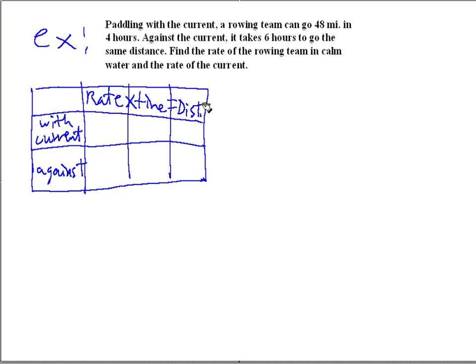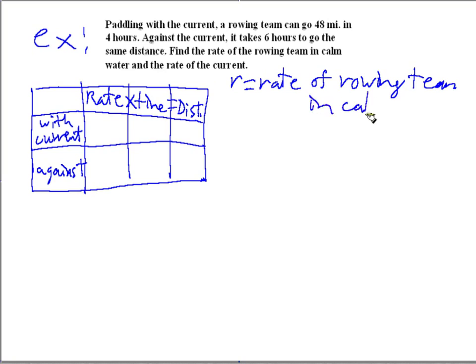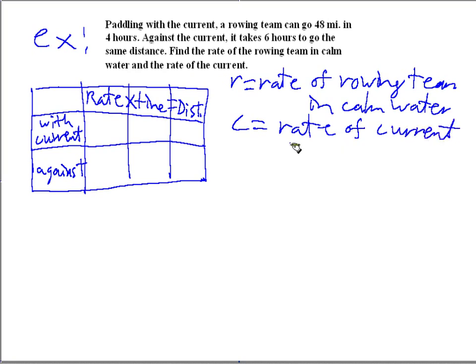All right. Now, again, I want to find 2 things. Rate of the rowing team in calm water. So let me introduce a variable R. Let R be the rate of the rowing team in calm water. Okay, clearly identify your variables. This is how fast we can go when there's no current. And let's let C be the current. So instead of W for the current, let's let C be the rate of current, just like we did with the rate of wind problem.